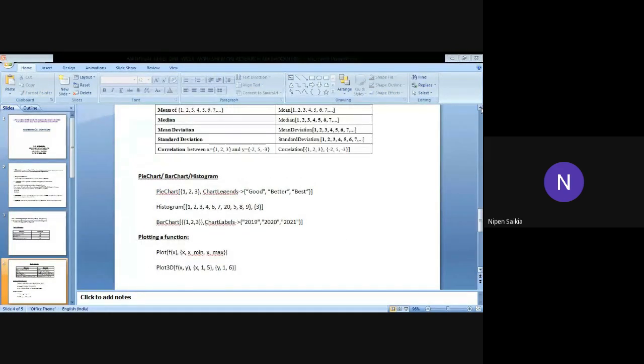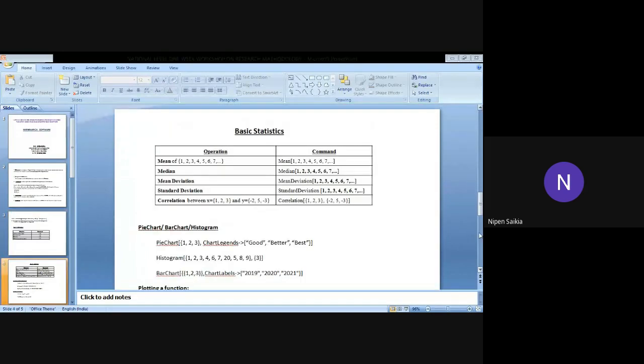So for basic statistics, if we are given a set of integers, say 1 2 3 4, the mean can be evaluated. We just use the command Mean, and inside the square brackets we put the numbers. Then Median, similarly we can find by using the word Median as a command. Mean deviation and standard deviation we can also find.